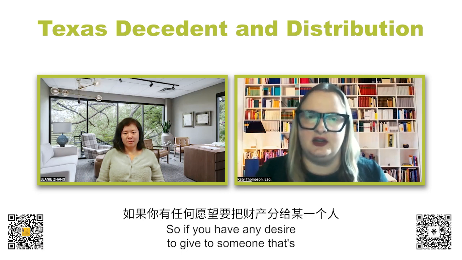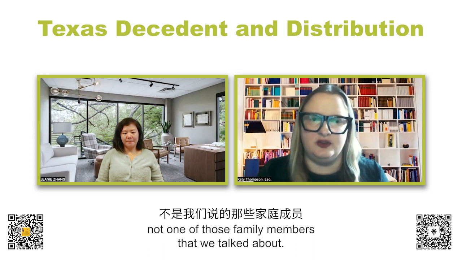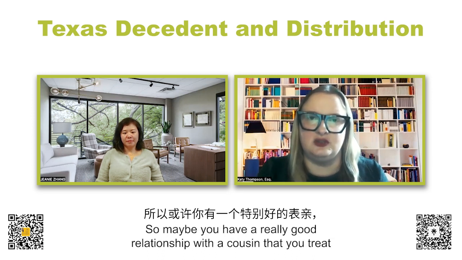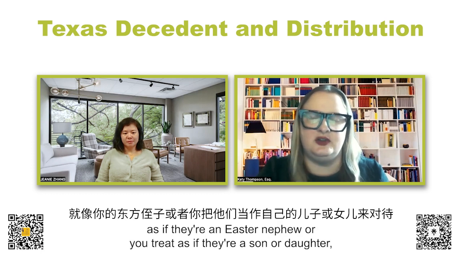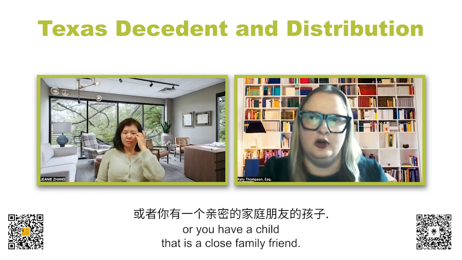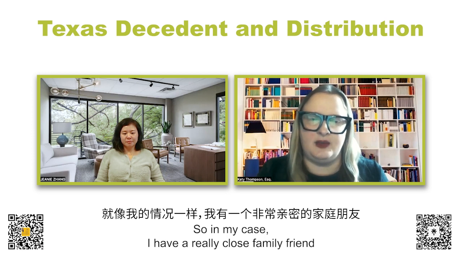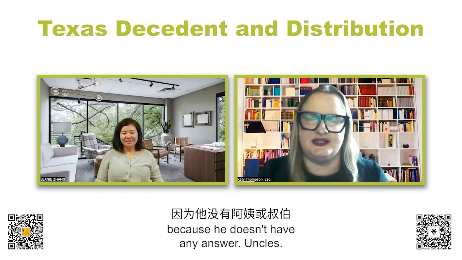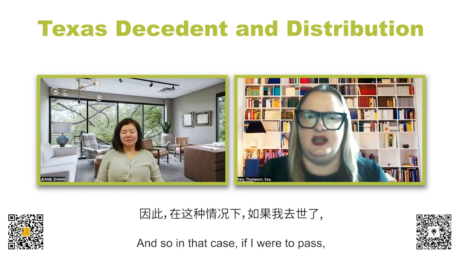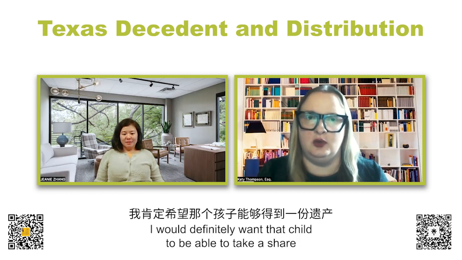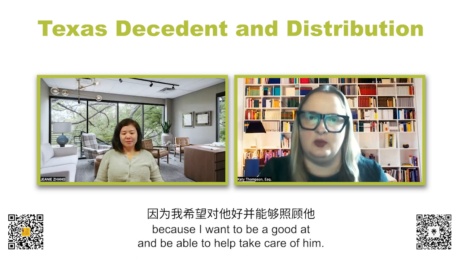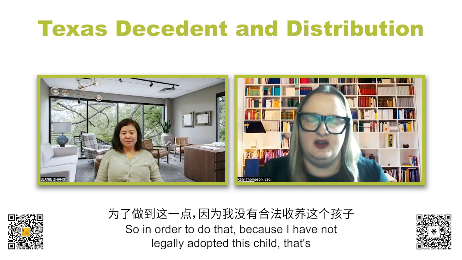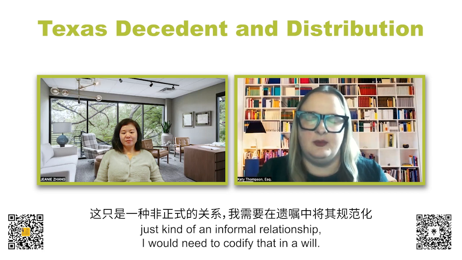So if you have any desire to give to someone that's not one of those family members that we talked about, maybe you have a really good relationship with a cousin that you treat as if they're a niece or nephew, or as if they're a son or daughter, or a child of a close family friend that's kind of your adoptive child. In my case, I have a really close family friend and I don't have any children of my own, but I am an adoptive aunt for one of my friend's children because he doesn't have any aunts or uncles. If I were to pass, I would definitely want that child to be able to take a share because I want to be a good aunt and help take care of him. Because I have not legally adopted this child, it's just an informal relationship, I would need to codify that in a will.